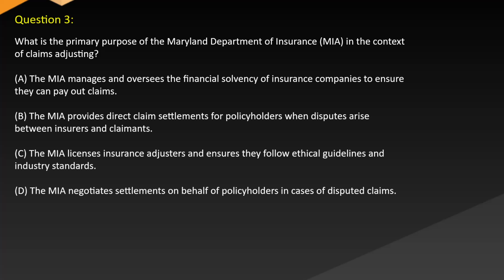Question 3. What is the primary purpose of the Maryland Department of Insurance, MIA, in the context of claims adjusting? A. The MIA manages and oversees the financial solvency of insurance companies to ensure they can pay out claims. B. The MIA provides direct claim settlements for policyholders when disputes arise between insurers and claimants. C. The MIA licenses insurance adjusters and ensures they follow ethical guidelines and industry standards. D. The MIA negotiates settlements on behalf of policyholders in cases of disputed claims.